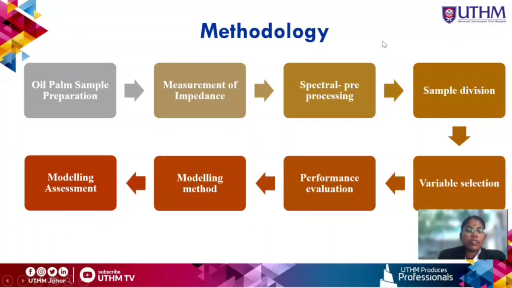Therefore, the methodology of this research starts off with oil palm sample preparation. In this study, 30 samples of oil palm fresh fruit bunch will be collected from the oil palm plantation in Kalaiselvan, where 10 of the oil palm fruit are unripe, 10 are in the ripe category, and another 10 are in the overripe category. From each sample, 20 fruitlets were randomly picked.